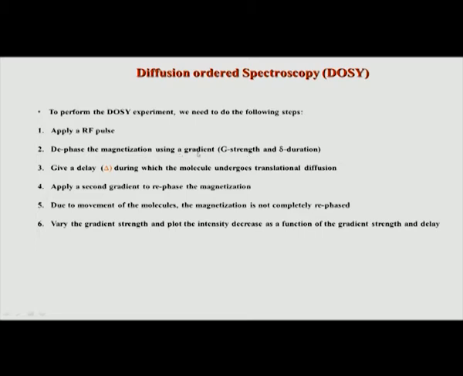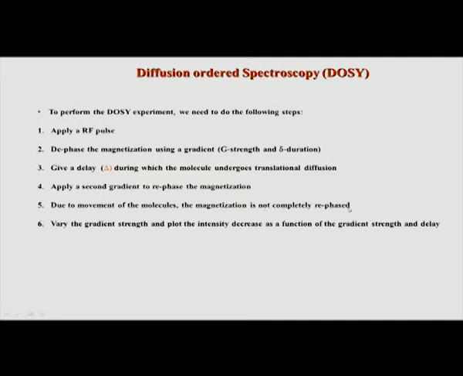Then after we apply the gradient, the spins have completely dephased, then I give a delta delay, a simple delay where nothing goes on, the system is completely at idle. During that delay, the molecule undergoes translational diffusion movement. Then after this delay, we apply another gradient which is opposite to the first gradient, because we want to rephase the magnetization. Now, this rephasing will work 100% perfectly if there is no diffusion, but because of diffusion during this delay delta, the magnetization is not completely rephased.